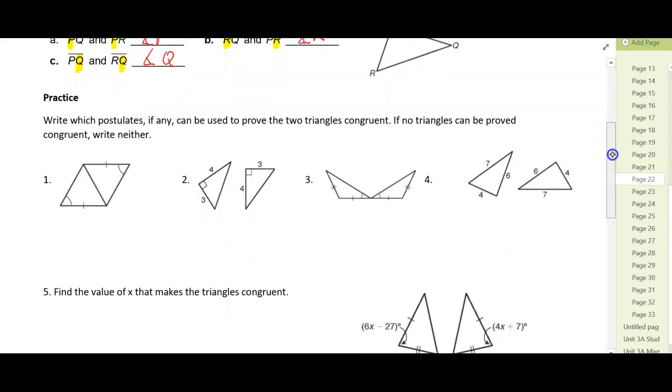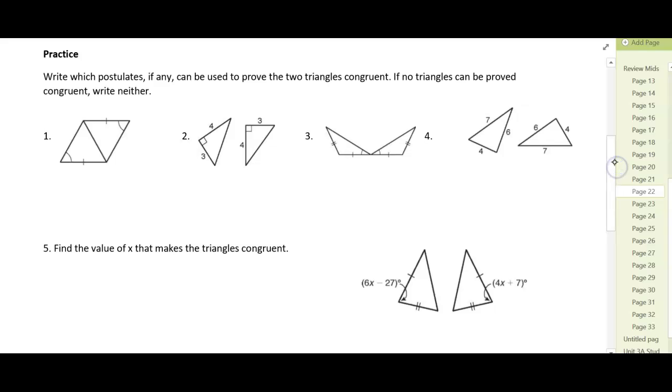So let's take a look at this practice here. Write which postulates, if any, can be used to prove the triangles are congruent. If no triangles can be proved congruent, write not congruent or neither. I'm probably going to write not congruent. So number 1, I get to mark the reflexive property. And then this is an angle, this is a side, and this is a side. In the other triangle, I got angle, a side, and a side. Well, you might be tempted to say side, side, angle, but that doesn't work. So these triangles are not congruent.